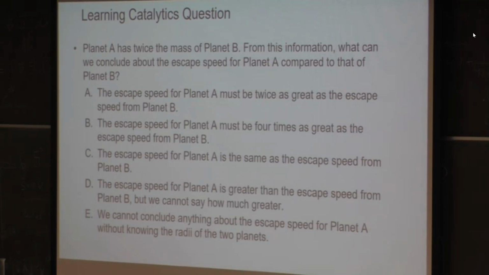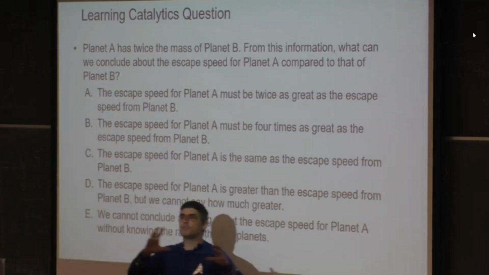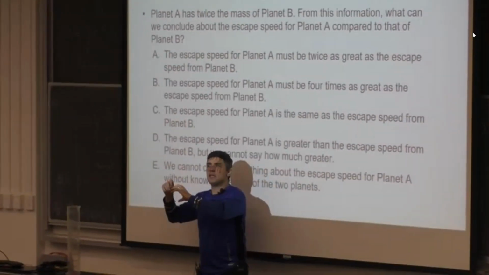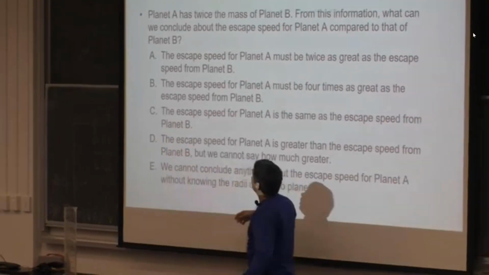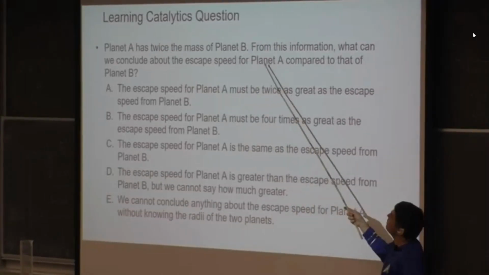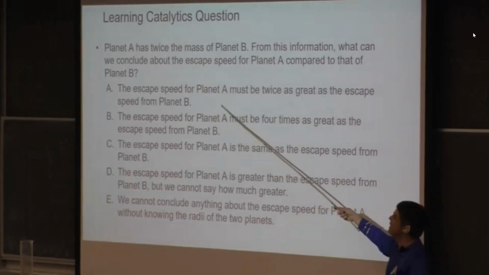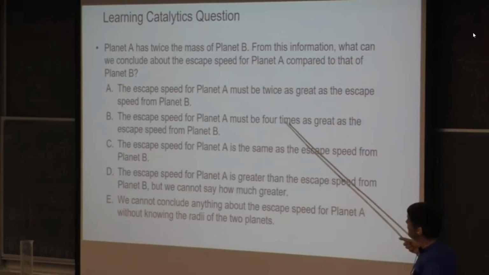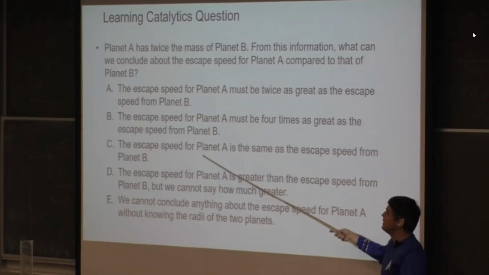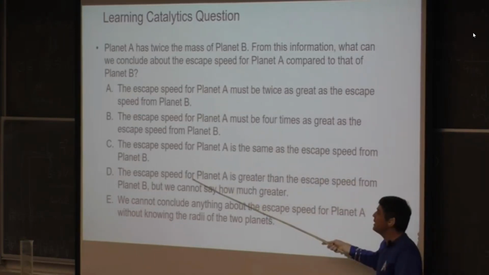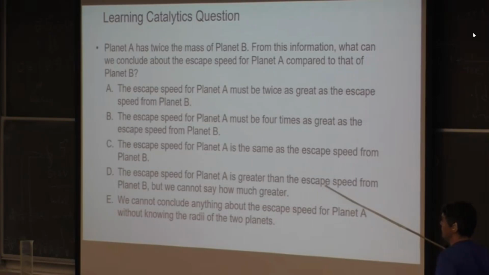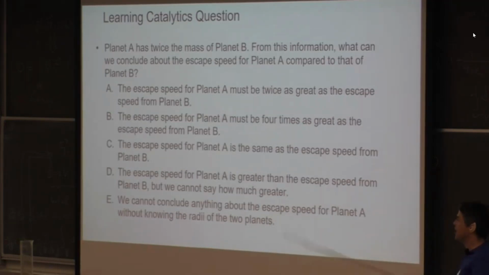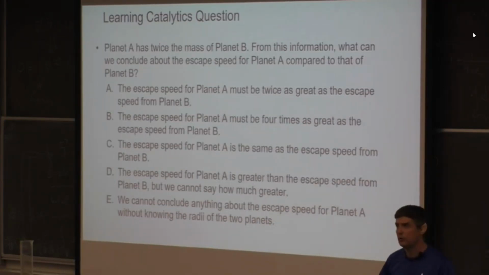So now what I want to do is think, instead of the Earth, of two different planets. Planet A and the escape velocity from planet A versus some different planet B and the escape velocity from planet B. We know that planet A has twice the mass of planet B. So from this information, can you say that A, the escape speed must be twice as great for planet A as for planet B? B, the escape speed for planet A must be 4 times as great as the escape speed from planet B. C, the escape speed is the same as for planet B. D, the escape speed for planet A is greater than the escape speed from planet B, but we cannot say how much greater. Or E, we cannot conclude anything about the escape speed for planet A without knowing the radii of the two planets.